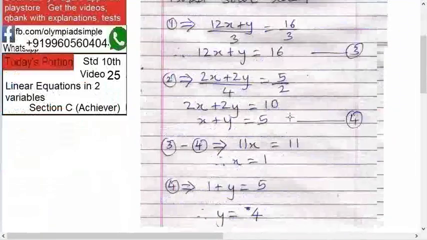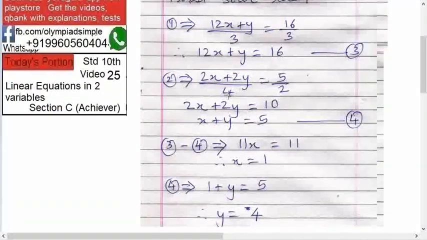Similarly, the second one: x upon 2 plus 2y upon 4 equals 5 by 2. Multiplying by 4, it becomes 2x plus 2y equals 10. Therefore x plus y equals 5.